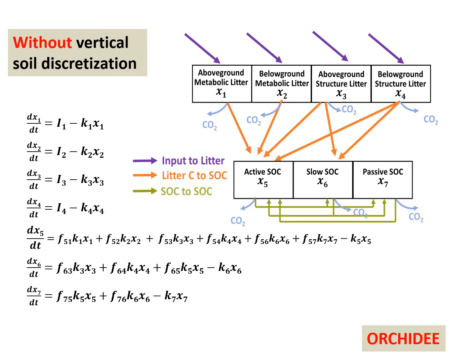Here I take the ORCHIDEE model as an example. I assume we have I1, I2, I3, I4, four inputs for each of the litter carbon pools. Carbon from the litter carbon is transferred into different soil organic carbon pools, and there are internal transfers among different soil organic carbon pools. Here is the carbon balance equation as we introduced earlier.